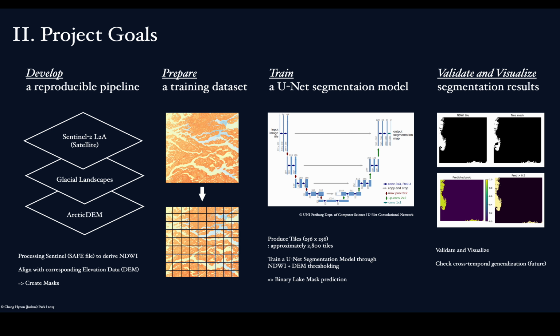Then I trained a preliminary U-Net segmentation model, where I trained on approximately 2,800 tiles with the size of 256 by 256 pixels in order to create a model that can have binary lake mask prediction as a result. And the last portion is to validate and visualize the segmentation results, where I created some figures that the machine produced for me, where we can see how the machine did in terms of predicting whether there is a lake or not. Hopefully in the future, I can expand this and scale it up, where I can also check cross-temporal generalizations across different regions and across different temporal scales as well.